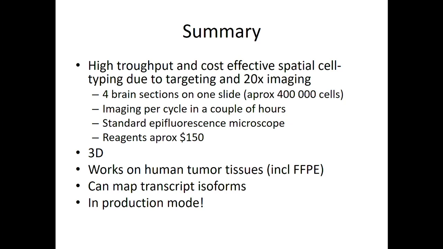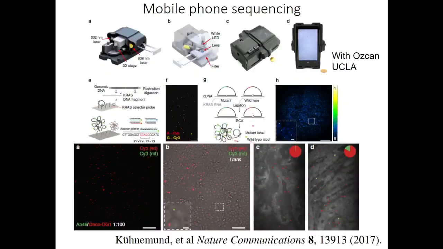It's essentially a 3D method, but we're not really using that, but we're going to go there. It works on formalin-fixed paraffin-embedded material. We have now also done human brain samples with high autofluorescence, and our signals still prominently stand out over the kind of autofluorescence that you have in human brain tissues. We can map the isoforms, and it's really up and running now. We have worked out automation of the microscopy and the biochemistry, and we're setting up a core facility at SciLifeLab in Stockholm to offer this kind of service of mapping transcripts in tissues.